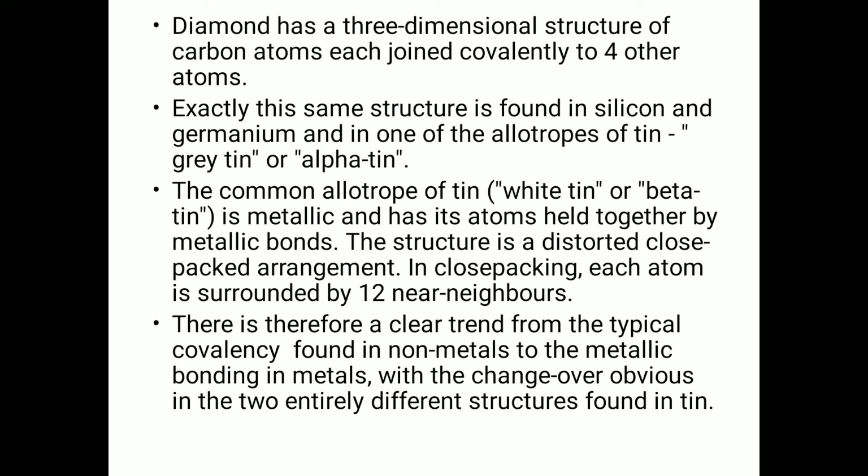The common allotrope of tin is metallic and has its atoms held together by metallic bonds. The structure is a distorted close-packed arrangement. In close packing, each atom is surrounded by 12 near neighbors. There is therefore a clear trend from the typical covalency found in nonmetals to the metallic bonding in metals, with the changeover obvious in the two entirely different structures found in tin.